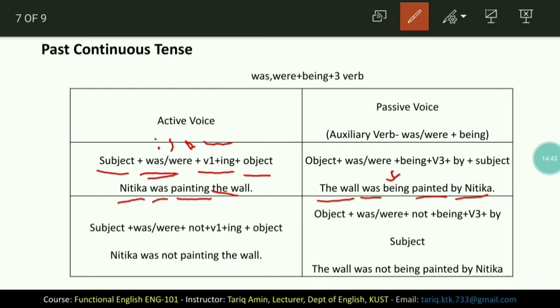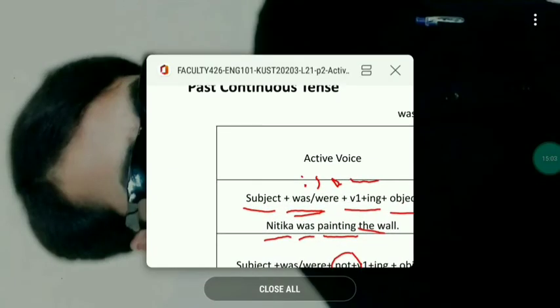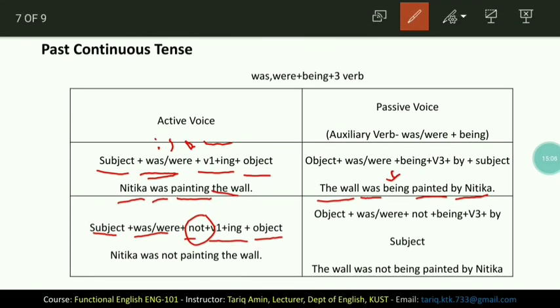And the structure of a negative sentence in the past continuous tense is subject plus was, were plus not plus ing form of the verb plus object. So we just put not after the helping verb was or were. Okay, the difference between active sentences in the present continuous tense and past continuous tense is that in past continuous tense we use was, whereas in the present continuous tense we use is, not was. This is just the difference.